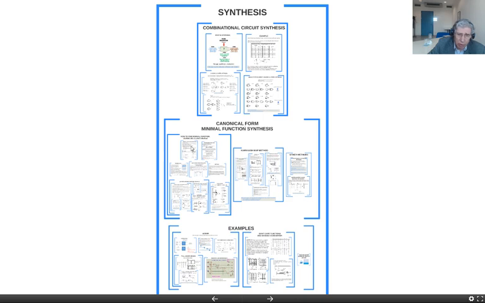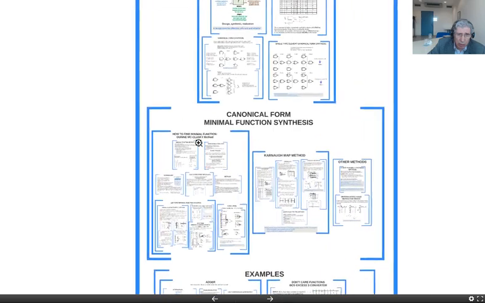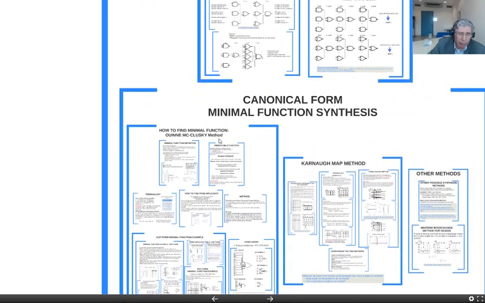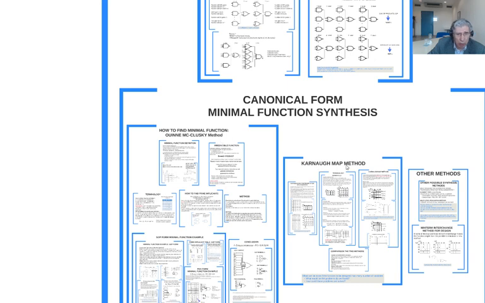There's going to be another video frame for this. But there are two methods. One of them is the Quine-McCluskey method, which is this one. And the other one is the Karnaugh map method. But at the end, for both of these methods, the synthesis that we are going to find is going to be canonical form. Canonical form means sum of products form or product of sums form.